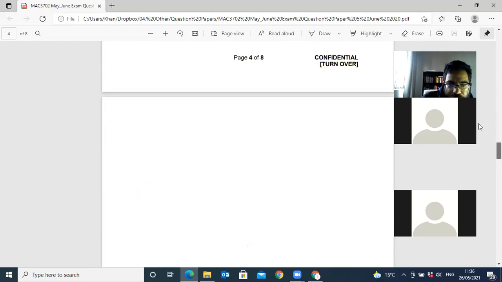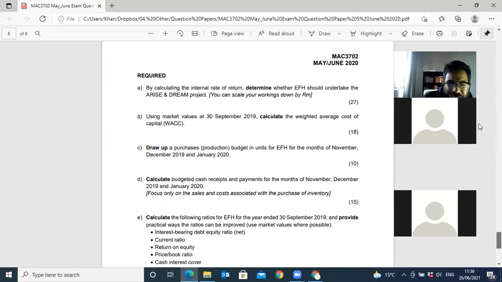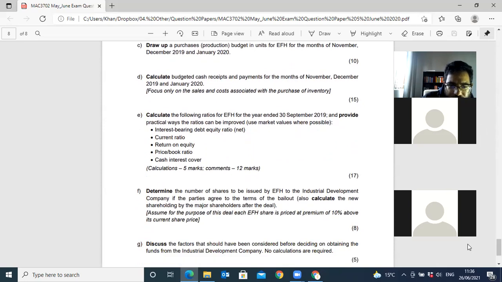I cannot remember the information, but let's try our best. So what are we comparing to? Before you can even comment on the ratios, you need to first know what you're comparing to. So they said for the year ended 30 September 2019. So either some information must have been given that you can compare to. Okay, so that's the first thing you need to do. You need to pick up what information you can use to compare.